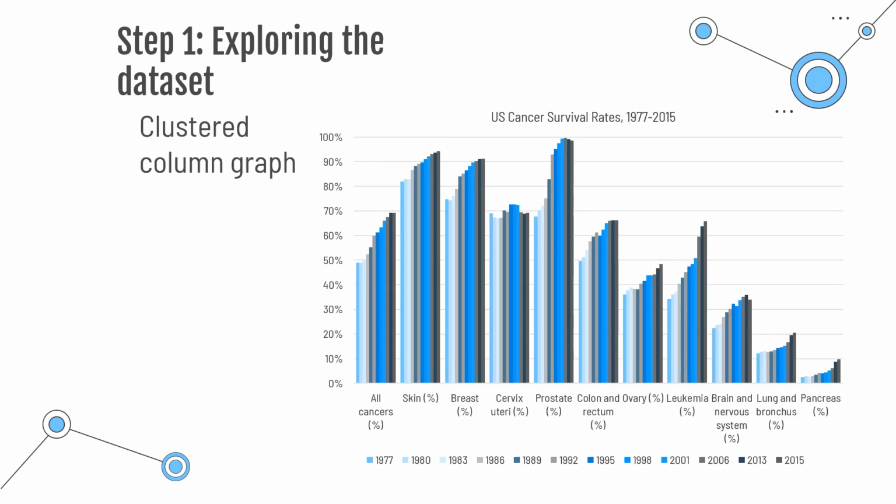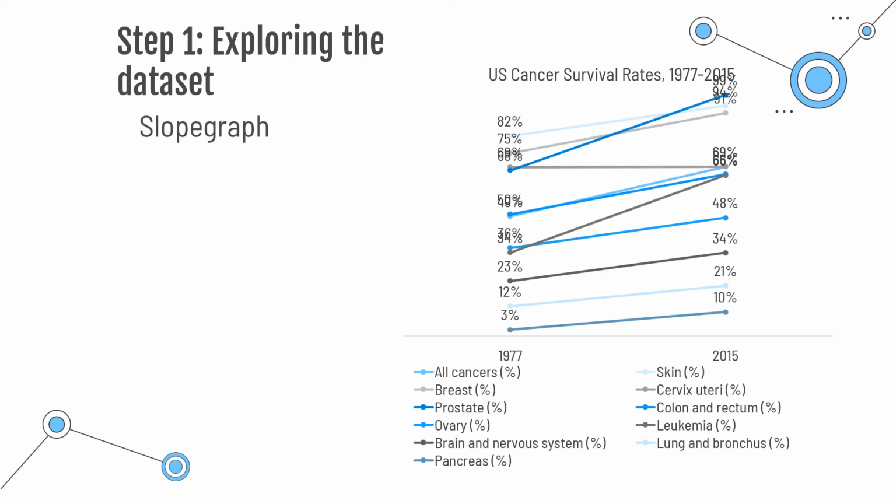Here's the data in a clustered column graph. So you can see how the survival rate for each cancer changed over time. Here's the data in a slope graph. So this is essentially a line graph, but it only shows the beginning and end of the time series. So this shows the survival rates in 1977 on the left and then 2015 on the right.